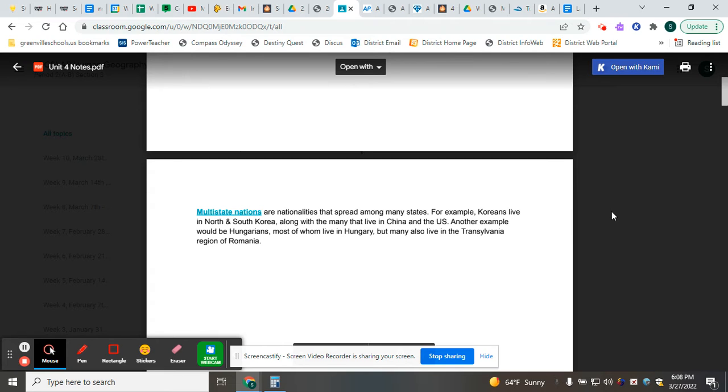Last but not least, what we call a multi-state nation. Think about the Korean Peninsula. North and South Korea, no matter how you slice it and dice it, they're still all Koreans. Okay, you have Koreans that live in China. You have certainly Koreans who live in the U.S. But an example of a multi-state nation or multi-state nations would be, again, the Koreans who live as a nation.